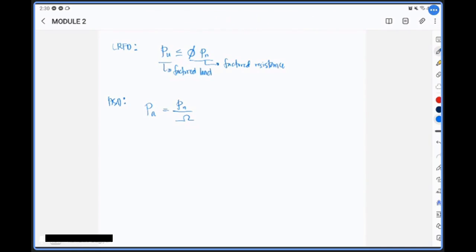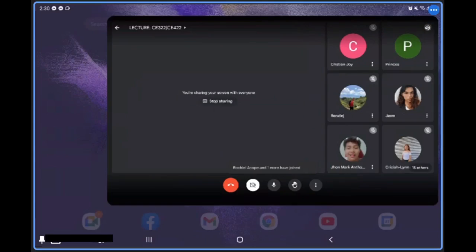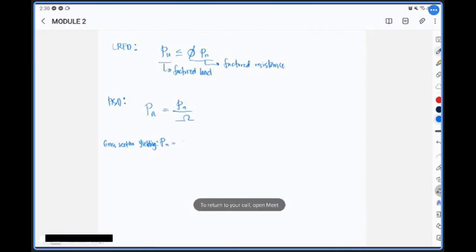And then, of course, we have the computations for the P sub N. For gross area yielding, or gross section yielding, what is the formula? Our P sub N is equal to your material yield stress Fy multiplied by the gross section area.